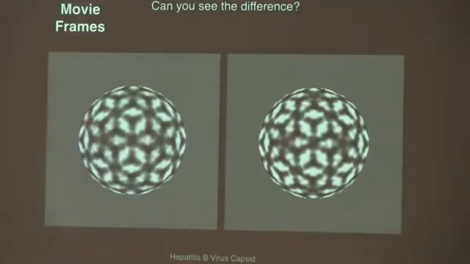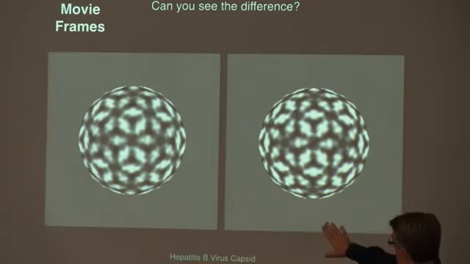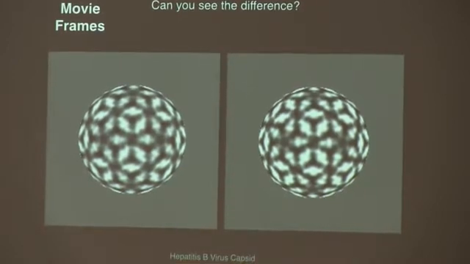Okay, all right, so here's one way you can look at things: you can just print the frames in 2D in papers, and people have done this. But look at these two views. These are two different forms of the hepatitis B virus capsid, the protein shell that's around the virus. They're slightly different. Can you see the difference there? It's a little hard to see, and if I told you what to look for, you might be able to see it, but it's a little bit hard.